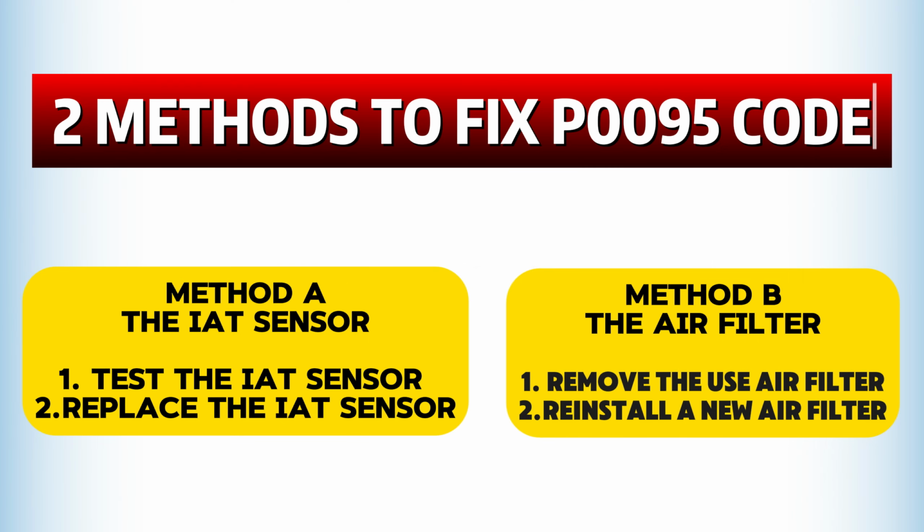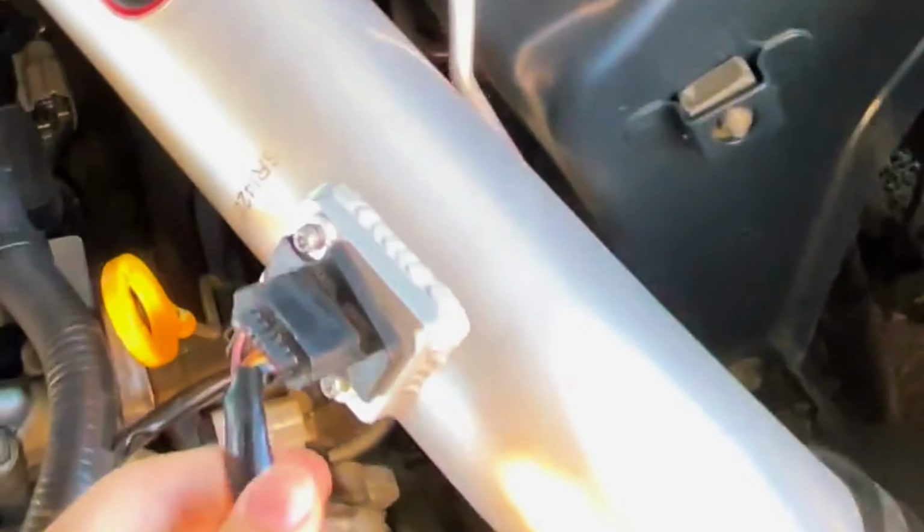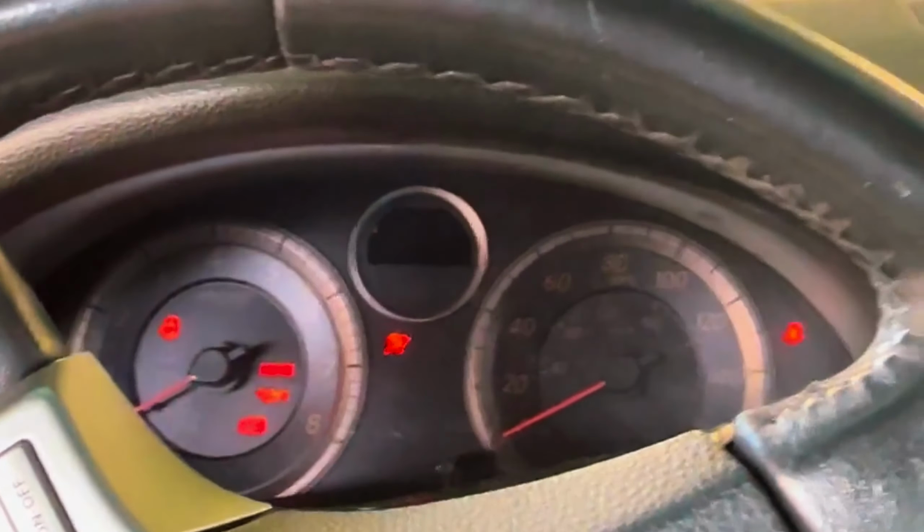So here are two of the most practical solutions to fix the P0095 error code. The P0095 engine code may sound serious, but it's usually a simple repair. Always check the wiring first before replacing parts. A quick inspection can save time and frustration.